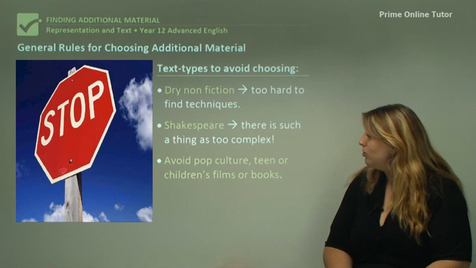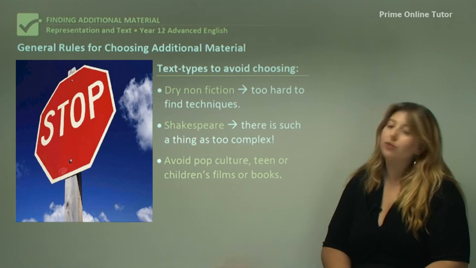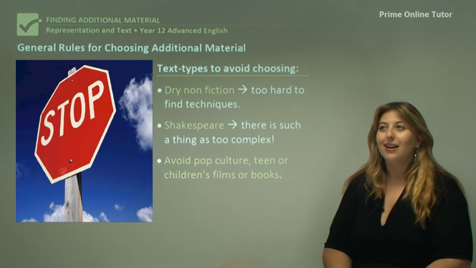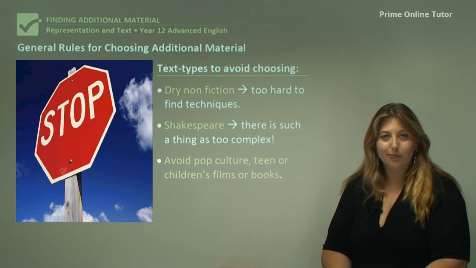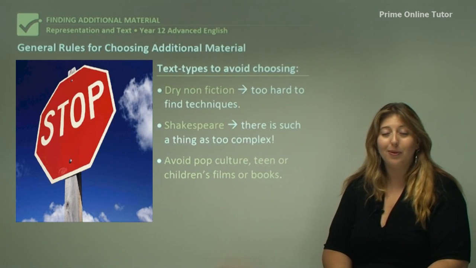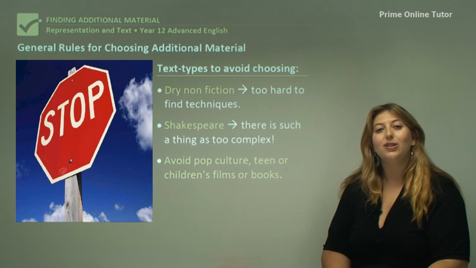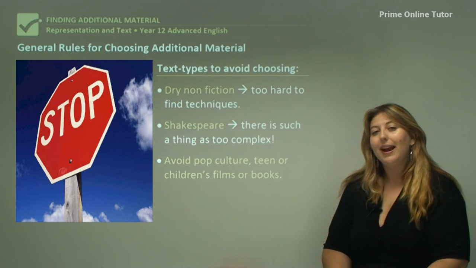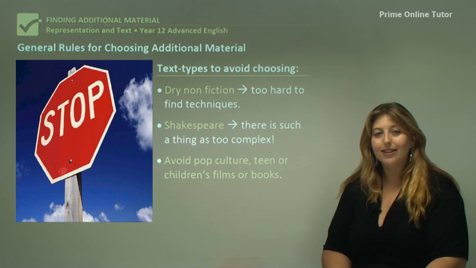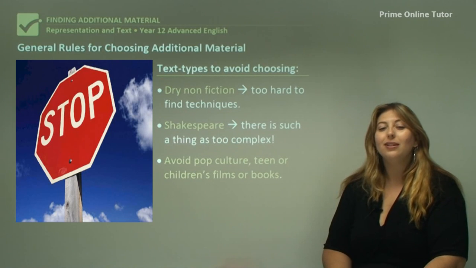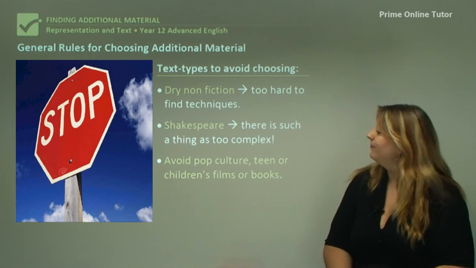Also avoid pop culture, teen, or children's film or books. You don't want to do teen films or young adult literature because it just smacks of you being slightly immature and your teachers probably won't be very approving. Children's books, yes, sometimes they're beautifully illustrated and they have a great story, but again, it implies that your reading level is at a certain level and that it doesn't go any higher. So it doesn't really say good things about you.